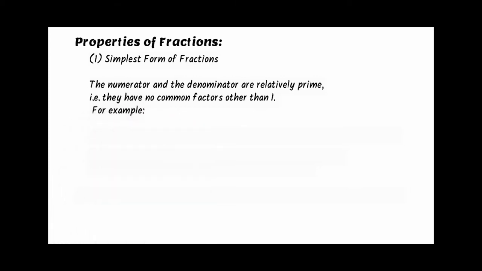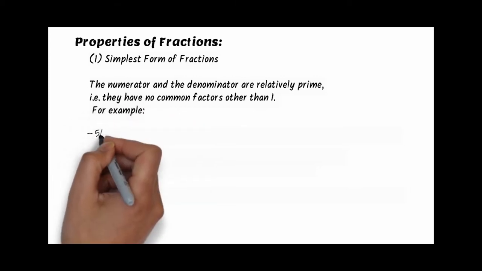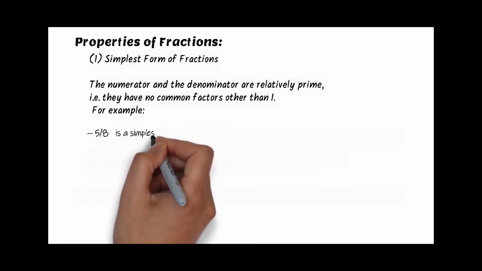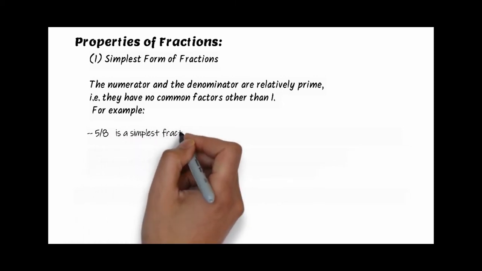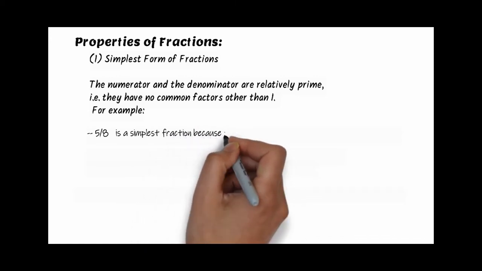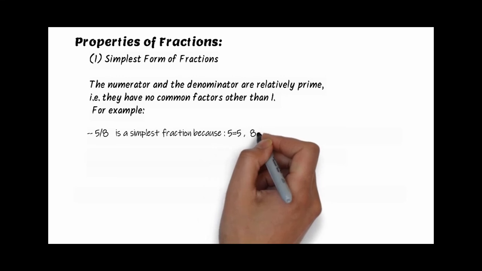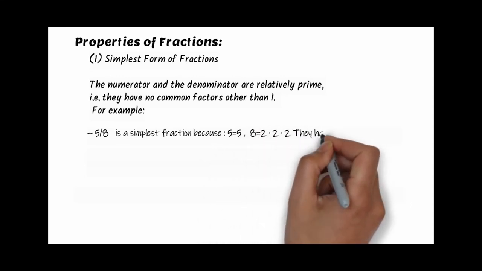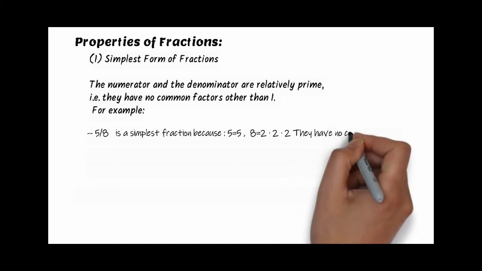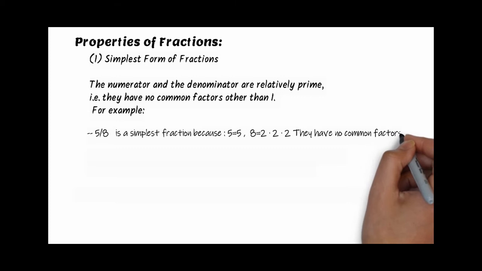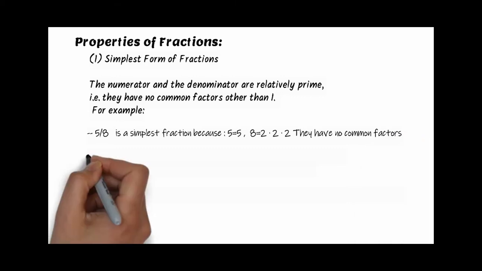Say I have a fraction 5/8. This fraction is a simplest fraction. That is because if we look at the numerator, 5 is a prime number, so that is equal to 5. 8 is equal to 2 times 2 times 2. So for all the prime factors, they have no common factor. That makes 5/8 a simplest fraction.